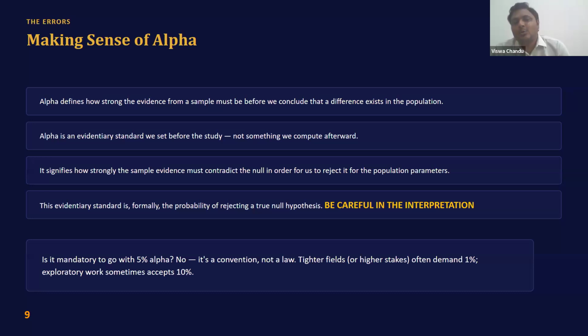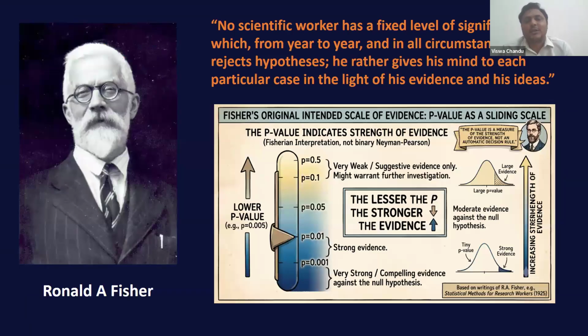So is it mandatory to go with 5% alpha always? No, because some studies demand 1%, some studies it is okay to relax it to 10%. So it is entirely contextual and circumstance driven. It is not a rigid value that you always have to keep. Actually, Ronald A. Fisher, the scientist who introduced the very idea of alpha, these are his exact words. No scientific worker has a fixed level of significance at which from year to year and in all circumstances he rejects hypotheses. He rather gives his mind to each particular case in the light of his evidence and his ideas. So alpha is not supposed to be fixed. It is entirely contextual and circumstance driven.